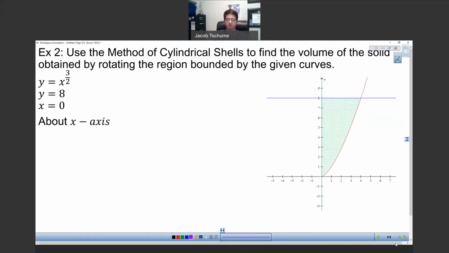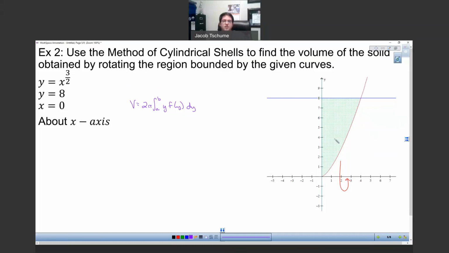All right, let's look at another one. What if you're given the function y equals x to the 3/2 bounded by y equals 8 and x equals 0? That's going to give us this green shaded region. We want to rotate this around the x-axis using the method of cylindrical shells. So since we're going around the x-axis, the shell method says that we're going to do this in terms of y's. So it would be 2 pi times the integral from a to b of y f of y dy.